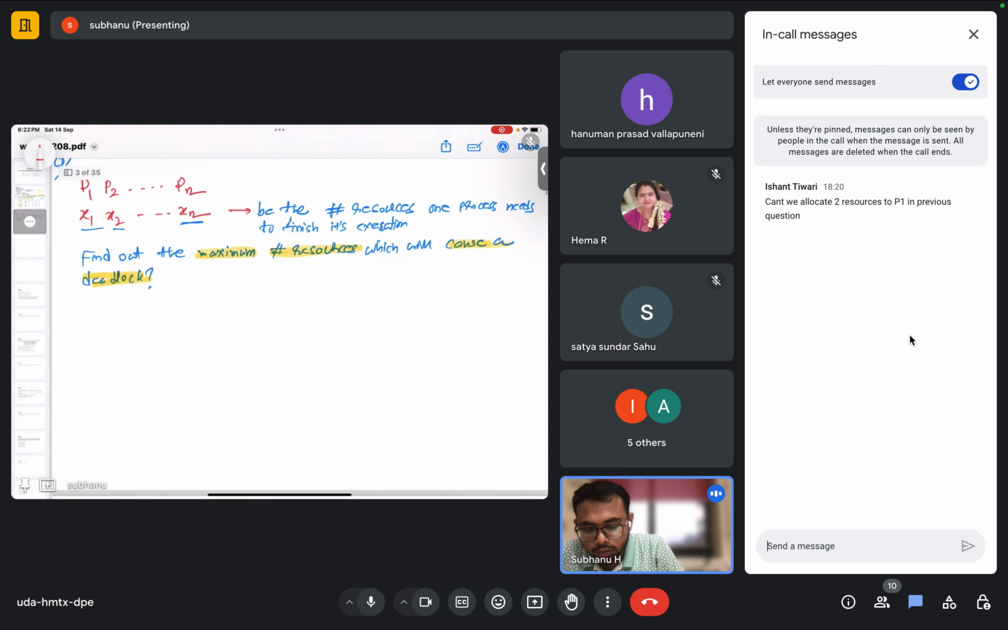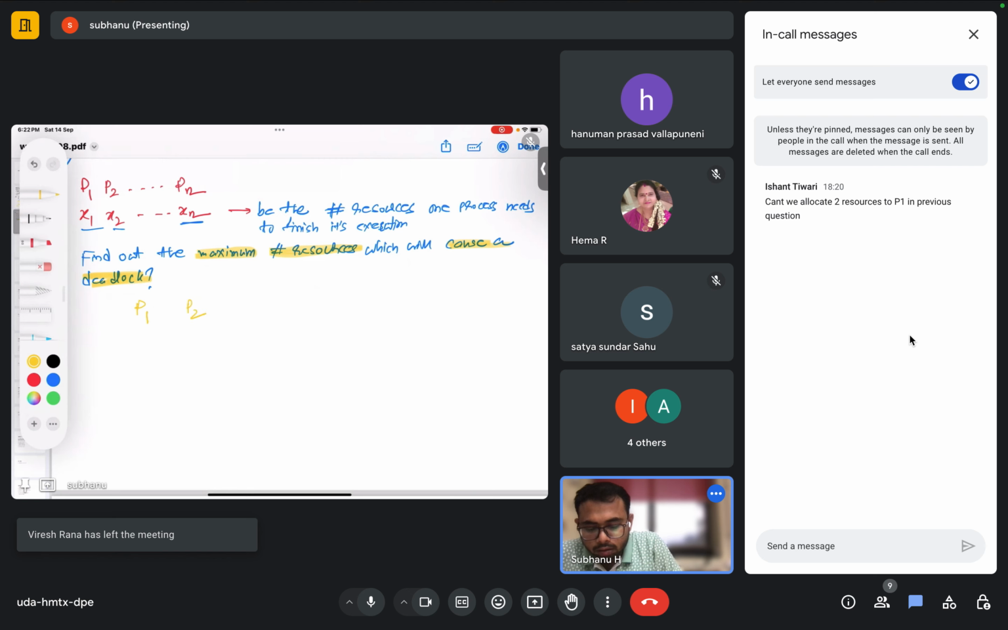So in this scenario, if you have P1, P2 to Pn processes, then you can give X1 minus 1 resources to P1, X2 minus 1 resources to P2, and Xn minus 1 resources to Pn. So you will assign all the resources to every process except one. If you have a total of sigma i equals 1 to n of Xi minus n resources, then there will be a deadlock.